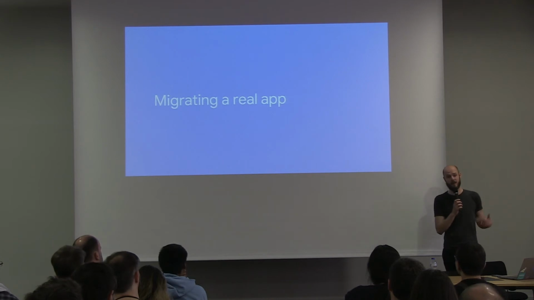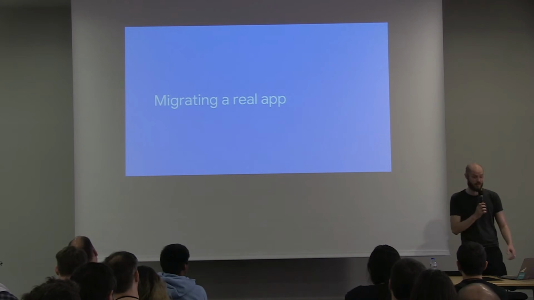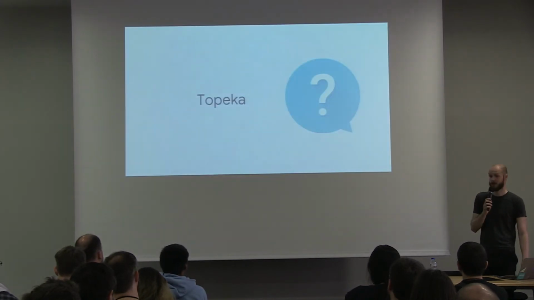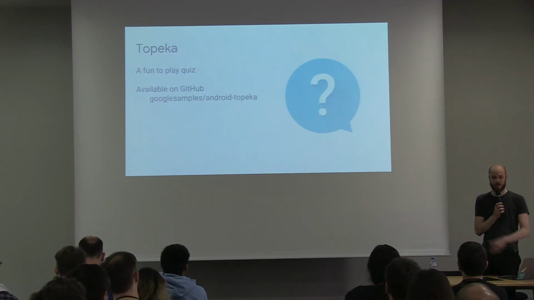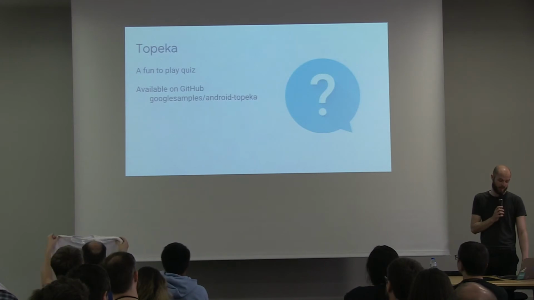So what is an Instant App, how you can generally develop it, and let's take a look at the app that I've looked at and that I've integrated. It's Topeka. It's a sample that I've been working on for quite a while now. It's a fun-to-play quiz that's available on GitHub at Google Samples Android Topeka. Go check it out. It's now in Kotlin. It features transitions, animations, and now also it's already shipped. The Instant App part is already out there as well.